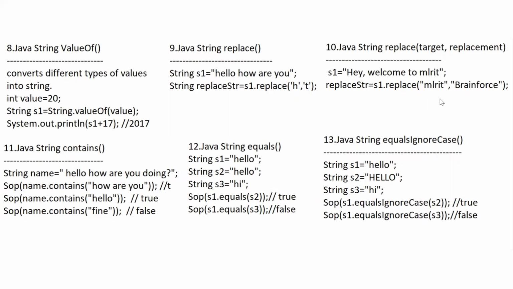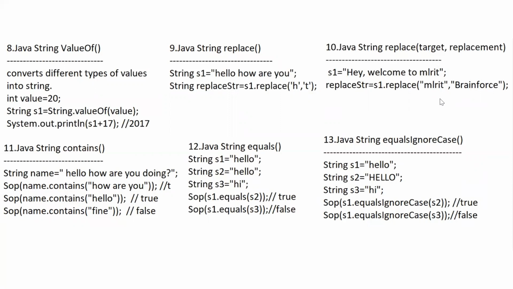As well as valueOf. valueOf is nothing but converting different types of values into string. Let us imagine int value equal to 20. Now I want to convert it into the string data type. So what is that? String s1 equal to String.valueOf(value). Now here the value is 20, right? Now I'm converting that value into the string data type.